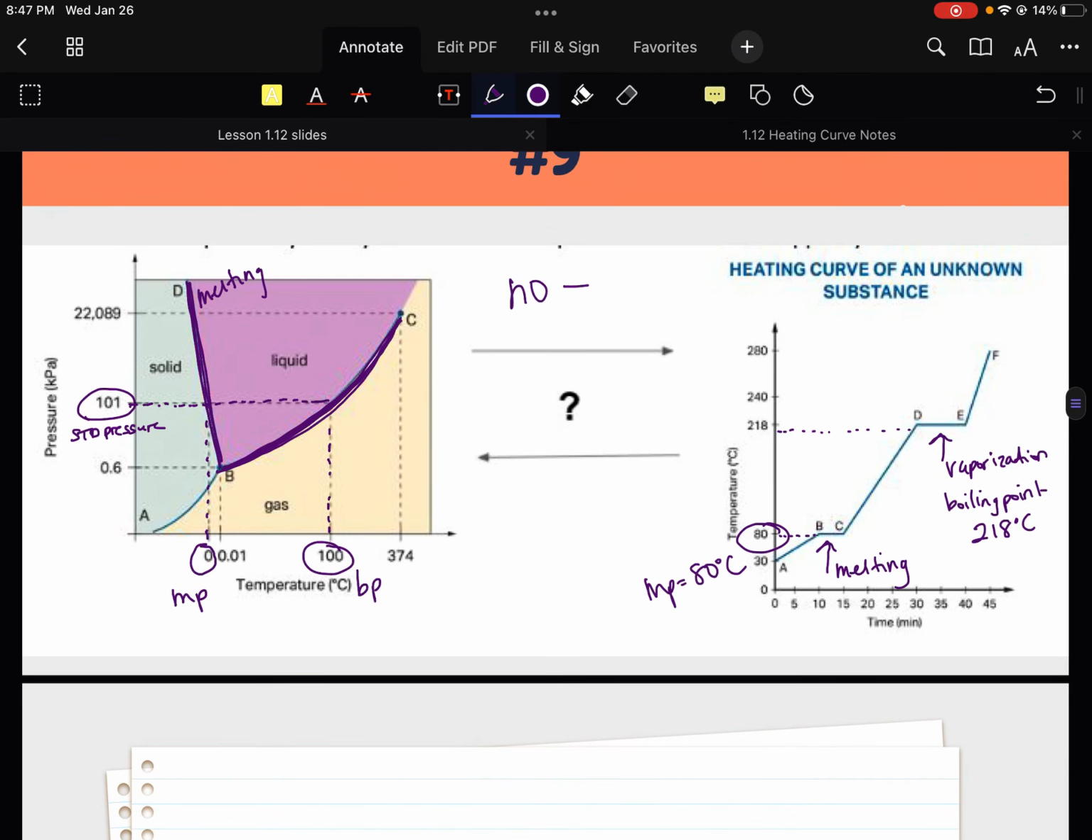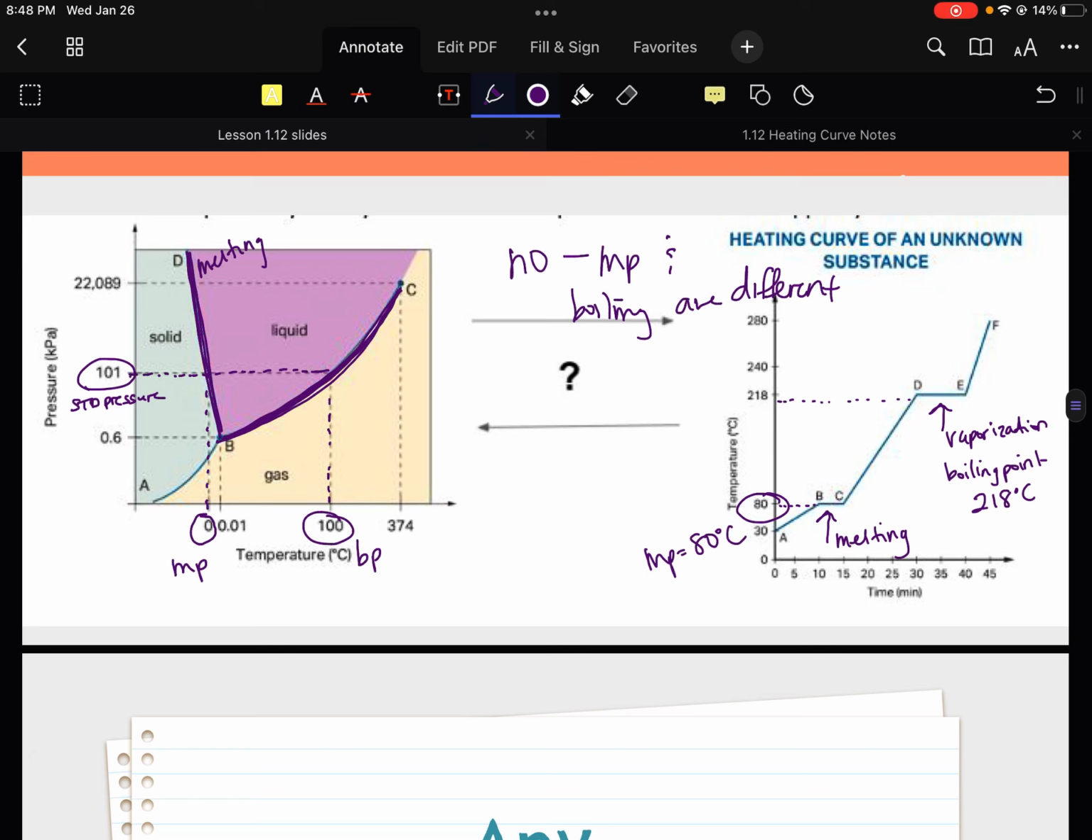If I didn't have my work shown out here, I could elaborate a little bit more about how different they are. But we can see here that we can compare. So you want to be comfortable comparing those two types of graphs.